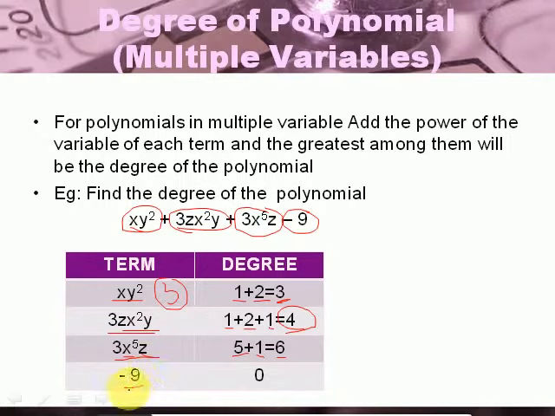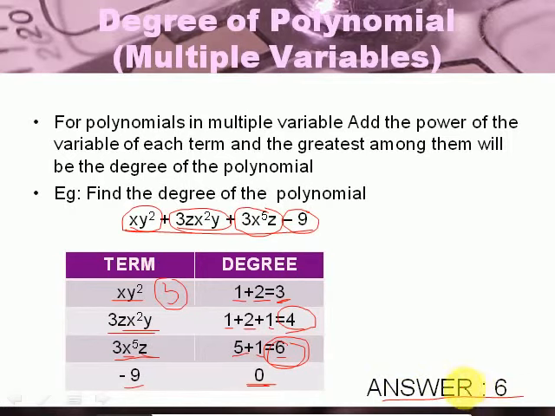In the next term we have minus 9. Here we have no variable, so the power of the variable is 0. Now, among them, which is the highest power? It is none other than 6. So the degree of this polynomial, which is a very big one, is nothing else than 6. Fine? Simple, isn't it?